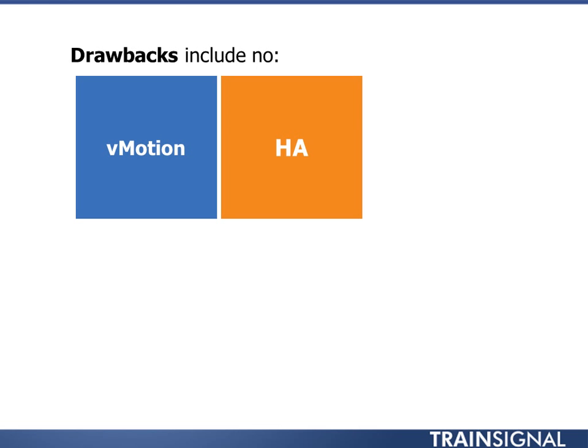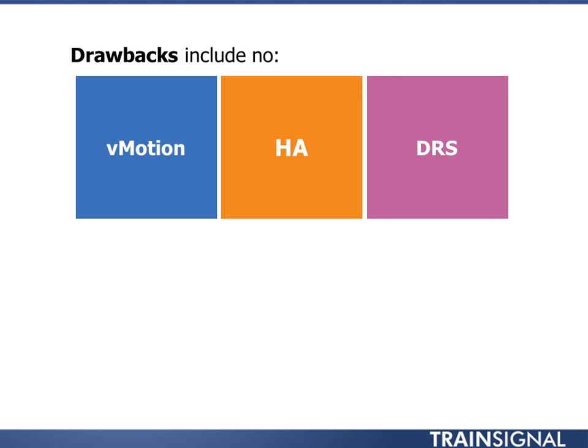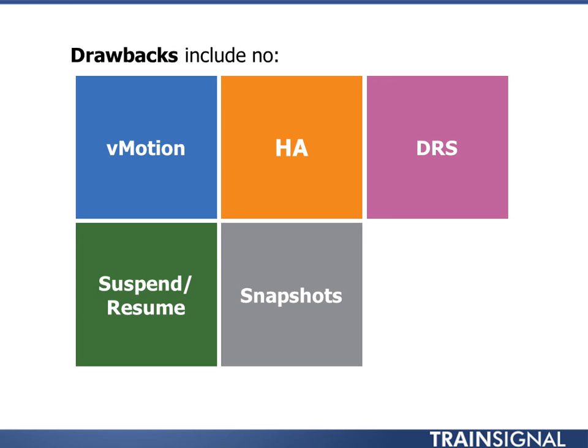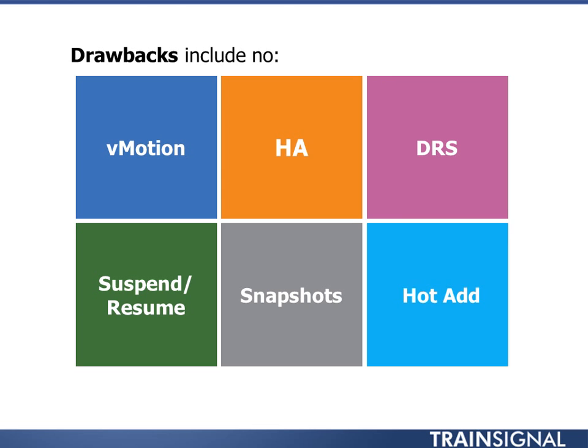HA. Can't do HA. Can't reboot that VM on another host because that device doesn't live there. So no HA. No DRS because you can't vMotion. No suspend and resume because of some functionality in how it has to do the memory access. You can't suspend or resume the VM. No snapshots either. Beginning to see why nobody uses this. And no hot add. So can't do that either.